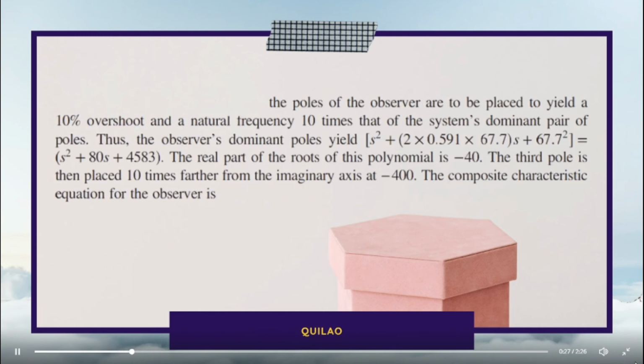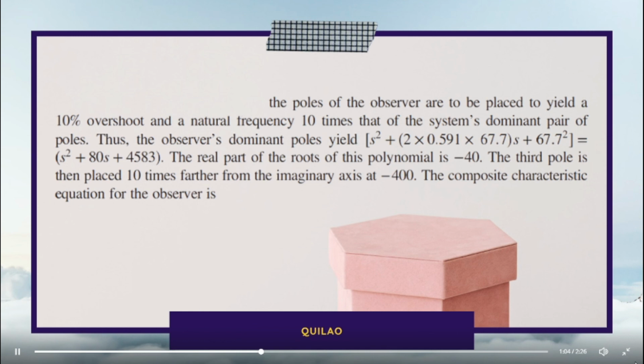From the problem statement, the poles of the observer are to be placed to yield a 10% overshoot and a natural frequency 10 times that of the system's dominant pair of poles. Thus, the observer's dominant poles yield s² + 2(0.591)(67.7)s + 67.7², which is equal to s² + 80s + 4583. The real part of the roots of the polynomial is -40. The third pole is then placed 10 times farther from the imaginary axis, at -400.